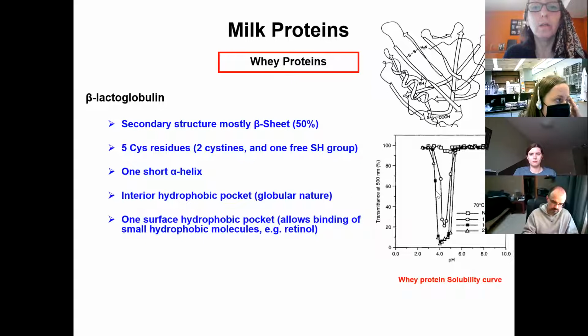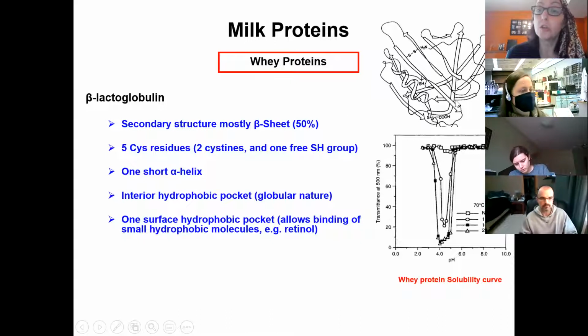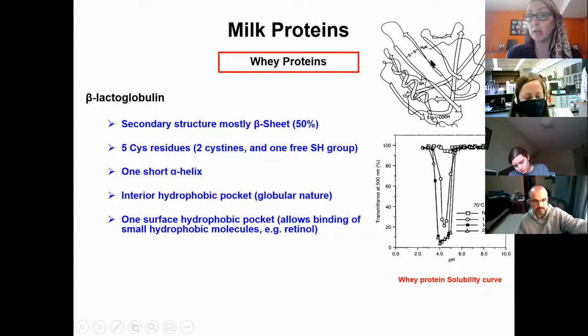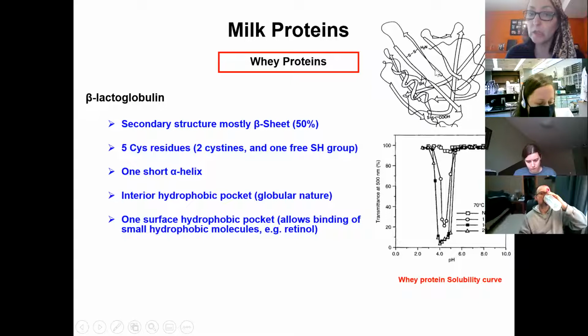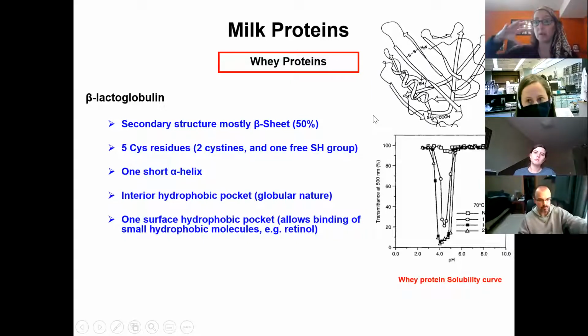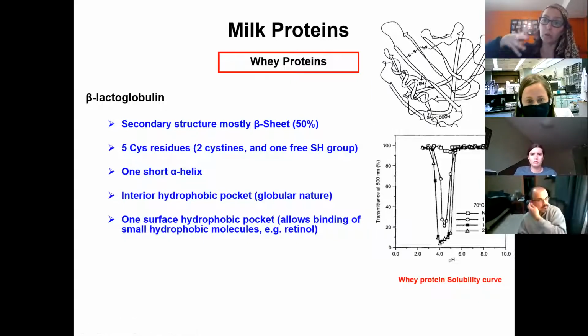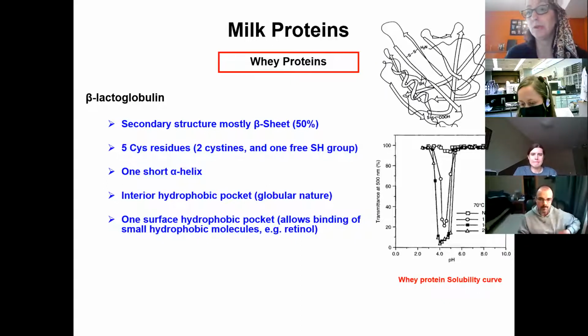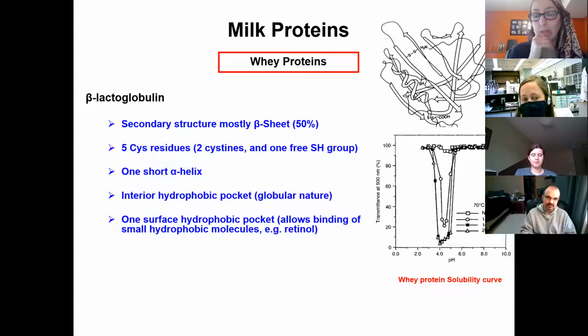Most of its secondary structure is beta sheet, so 50%. We talked about the 5 residues of cysteine and then 1 alpha helix. Most of the hydrophobic groups are in the internal moiety, but we do have 1 small region on the surface that's hydrophobic. And it can bind small molecular weight hydrophobic compounds, such as retinol, for example.